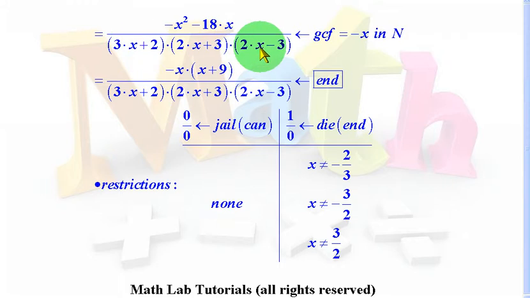And the denominator is just a copy paste. Do not expand. This will be the end of the problem. This is the reduced form. And at the end, you have to impose restrictions.